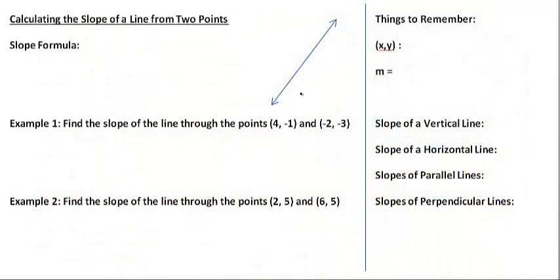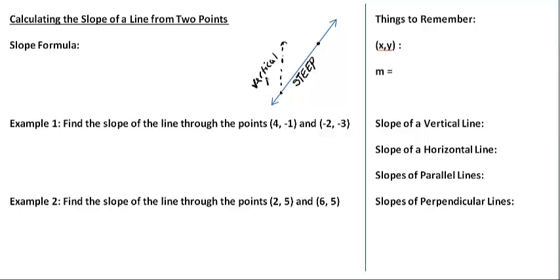In this video, you're going to learn how to calculate the slope of a line from 2 points. The slope of a line represents how steep that line is, or how quickly it increases or decreases. To determine the slope of a line, we first take a look at how much of a vertical change we have from one point to another.